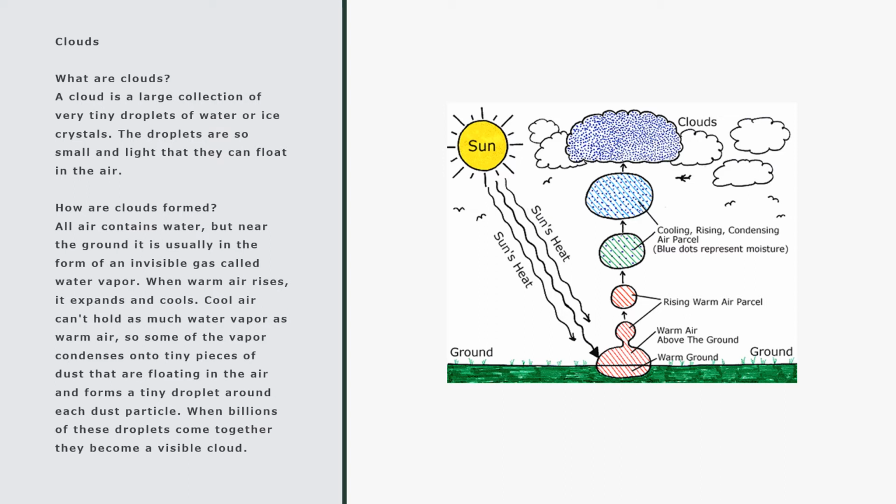When warm air rises, it expands and cools. Cool air can't hold as much water vapor as warm air, so some of the vapor condenses onto tiny pieces of dust that are floating in the air and forms a tiny droplet around each dust particle. When billions of these droplets come together, they become a visible cloud.